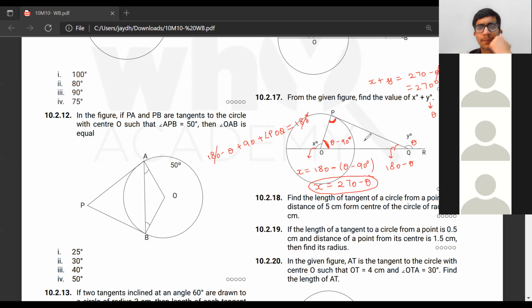Yeah, in geometry you need a reason for everything. So these two lines, PO and PQ, are of course equal. Yes, sir. Okay, any doubts in this approach? We calculated x and y both in terms of theta, and then when you sum them you get 270.